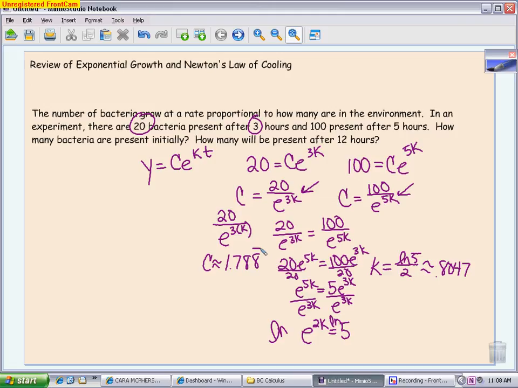You could also store that one if you want to store it as a second value. Now you have k possibly stored and you have c possibly stored. So we have just under 2 bacteria, or you could round it to the nearest bacteria, saying 2 bacteria at the start of this particular experiment.